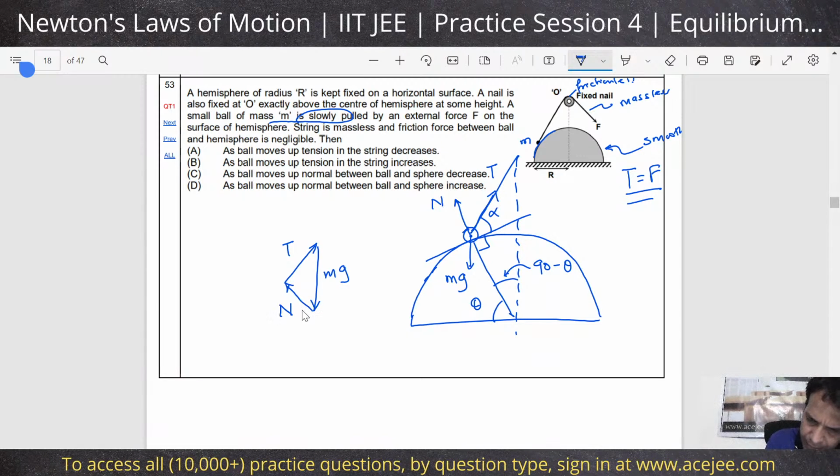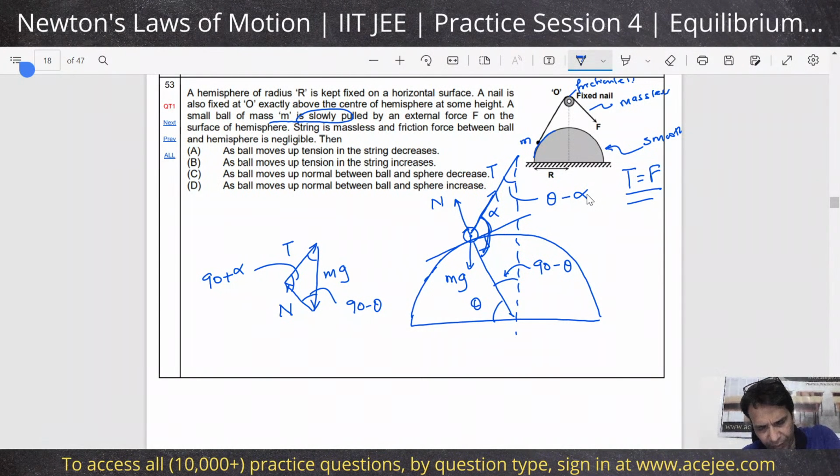So this angle is 90 minus theta. This angle is 90 plus alpha, right? What will be this angle? Can I write this angle as theta minus alpha? After all, 180 minus (90 minus theta) minus (90 plus alpha), right? So you'll get theta minus alpha. You can do the math in your head. Okay? Yes, sir. Let's write down the sine rule.